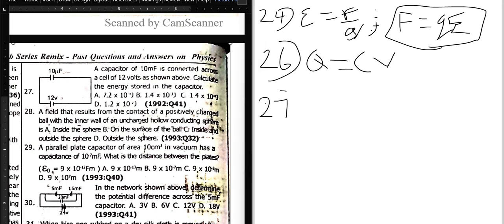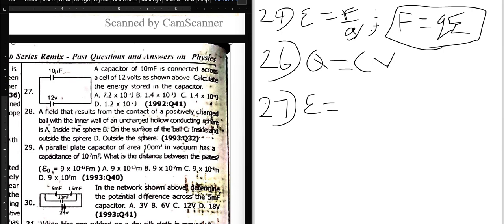All right, so 27. 27 says a capacitor of 10 mF is connected across a cell of 12 volts as shown above. Calculate the energy stored in the capacitor. So what we're looking for is the energy stored in the capacitor.